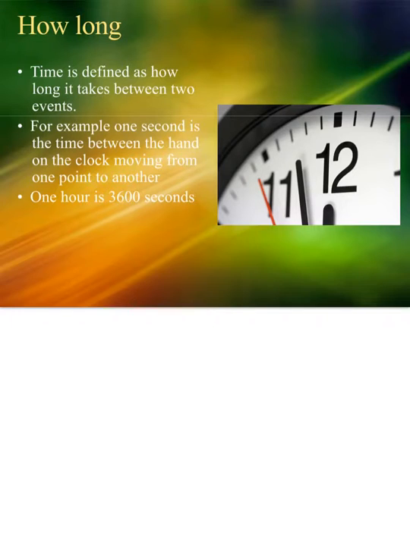How long? So time is defined as how long it takes between two events. By the way, in this course, every time I use the word long, I'll be referring to time. I'll use far when I refer to space. So for example, 1 second is how long it is between the hand on the clock moving from one point to another. 1 hour is 3,600 of those.